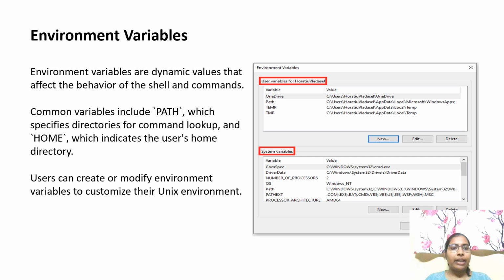Environment variables. Environment variables are dynamic values that affect the behavior of the shell and commands. Common variables include PATH, which specifies directories for command lookup, and HOME, which indicates the user's home directory. Users can create and modify environment variables to customize their environment.